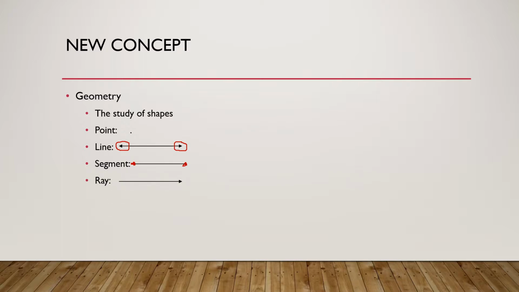And then kind of halfway between a segment and a line is a ray. So a ray has a big dot on one end to show where it begins, and then it has an arrow on the other end, so it goes on forever in one direction.